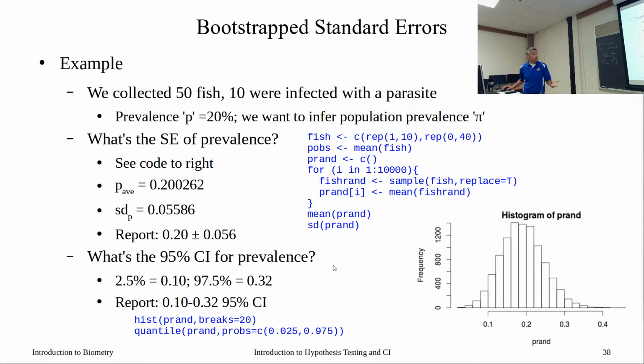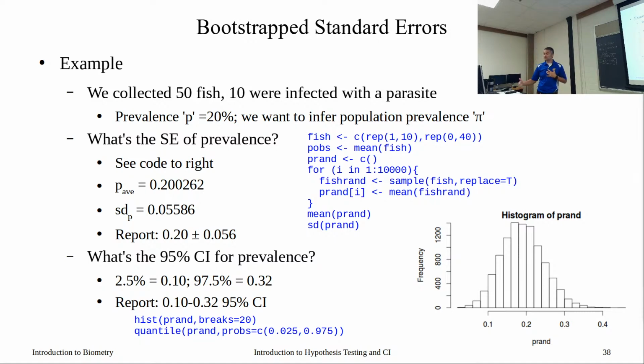So here's an example using fish. We collected 50 fish. 10 of them were infected with the parasite. So 10 out of 50. That means our prevalence, the percentage of individuals that are infected, is 20%. That's just a single number. We can make assumptions and calculate a confidence interval for that, but we don't want to make those assumptions. We want to generate it randomly. So how do we go about doing it? Well, we're going to do some bootstrapping.